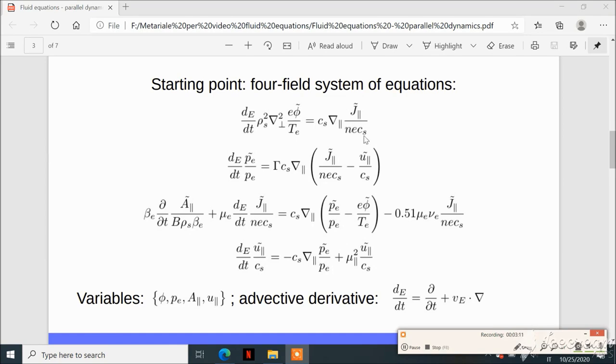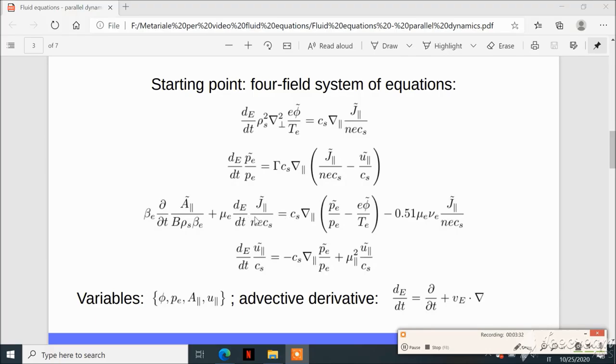The equations are, in order, the vorticity equation. So this describes the evolution of vorticity, which is this nabla squared, so the second derivative basically, of the electrostatic potential. Then we have the continuity equation, or the pressure equation, for the electron pressure.